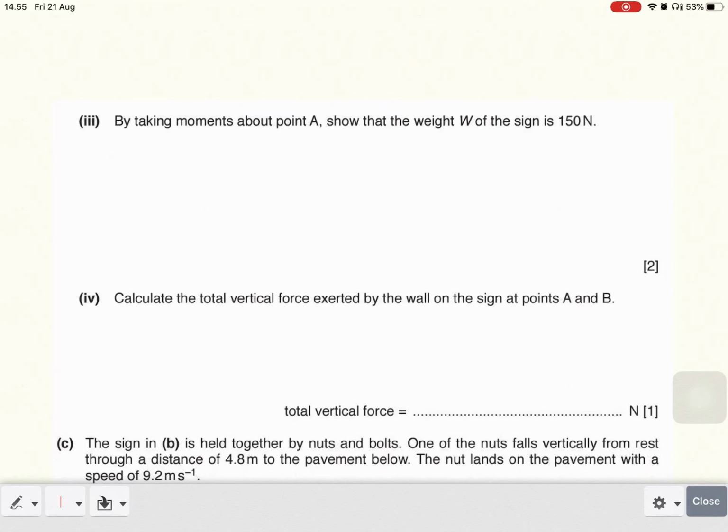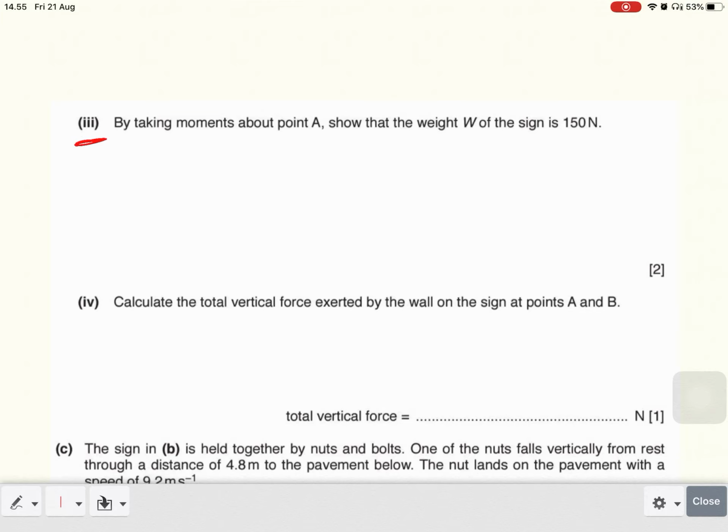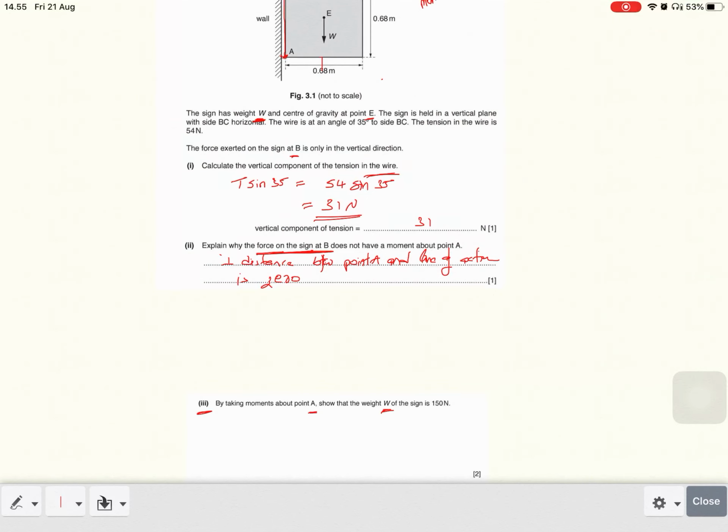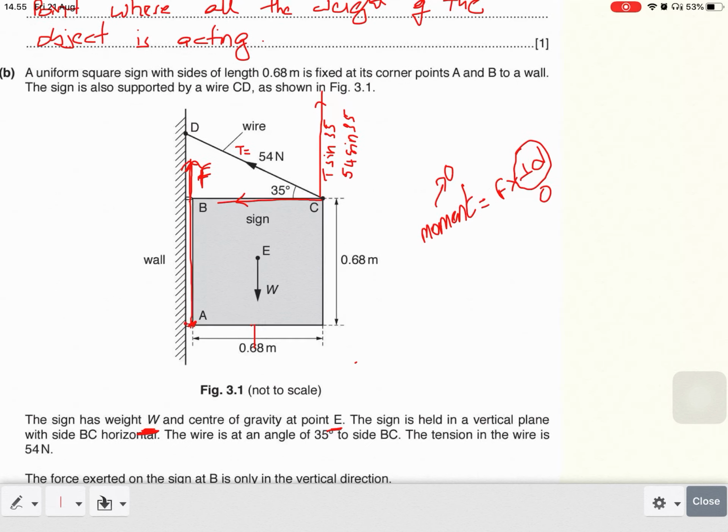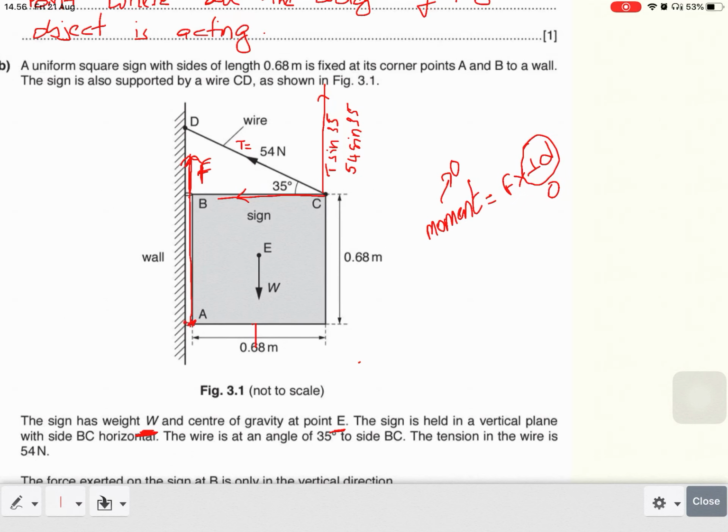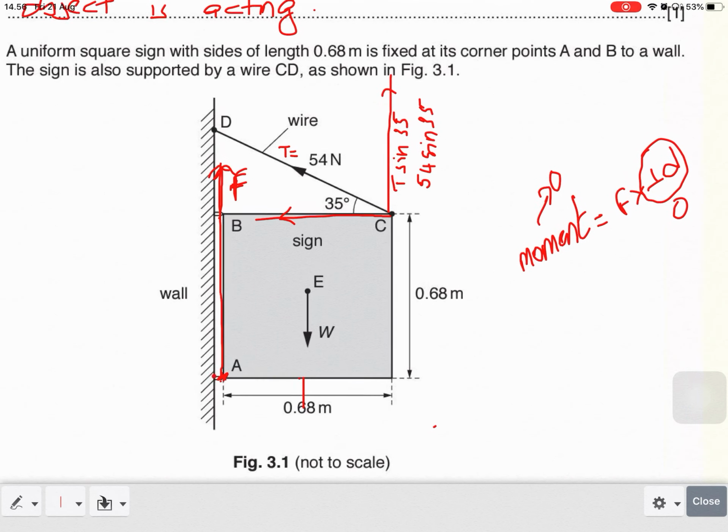Okay, by taking moments about point A, show that the weight W of the sign is 150 newtons. So let's come back to the diagram again. You need to see the diagram so many times. Here, this is a point A. Your focus should be on point A now.